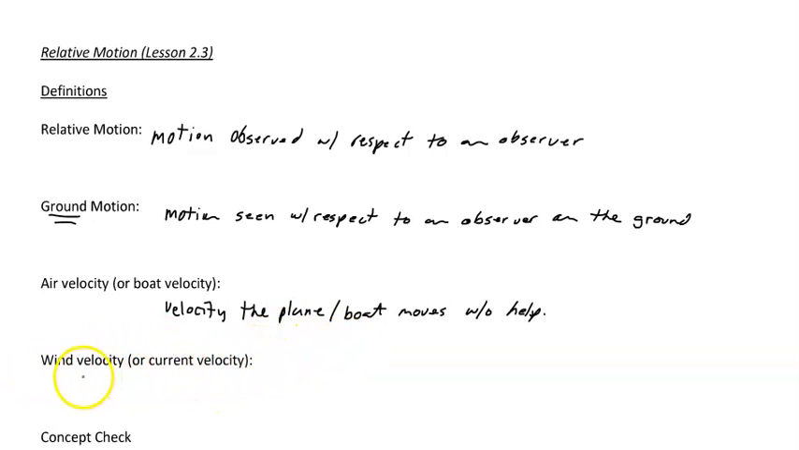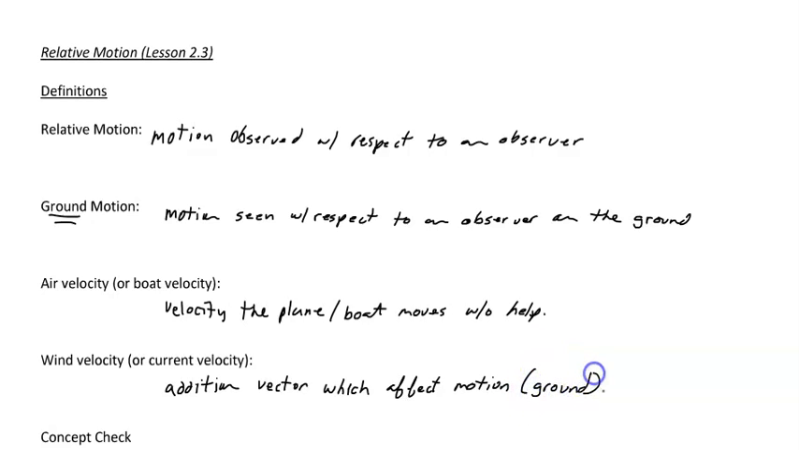What could cause that change? Well, this is a wind or current. And so this is an additional vector, which affects the motion. Now, when we say it affects the motion, really, again, this is dealing with respect to the ground. And so it's a ground motion that it's doing. And so really, relative motion is the addition of two vectors.